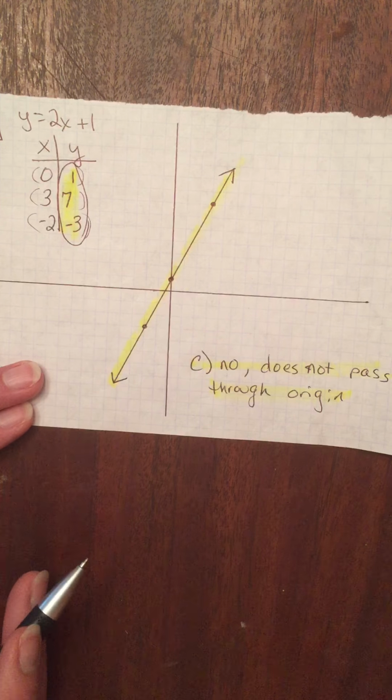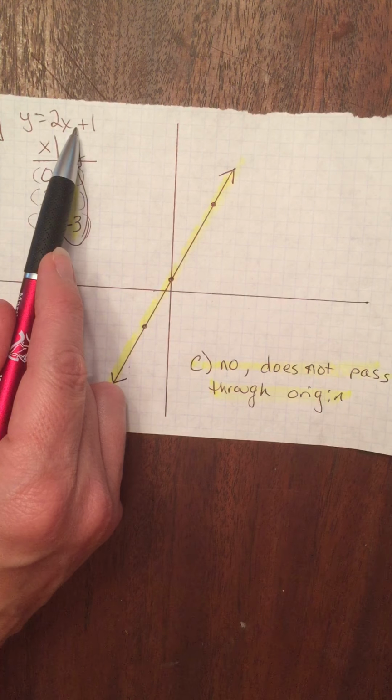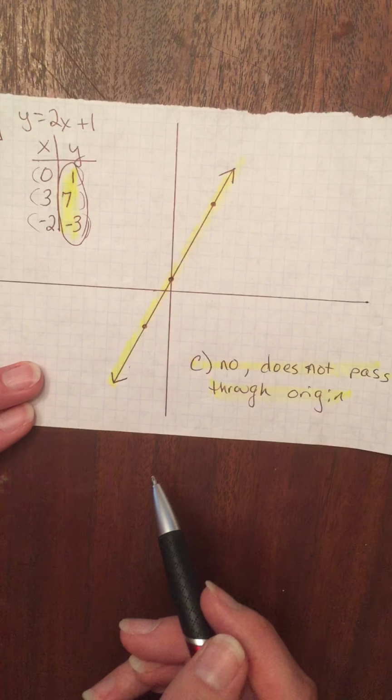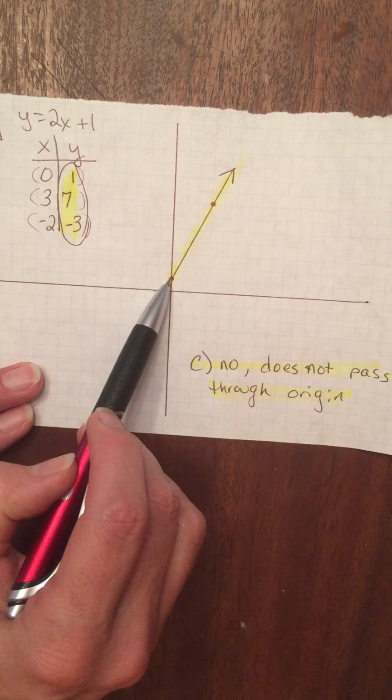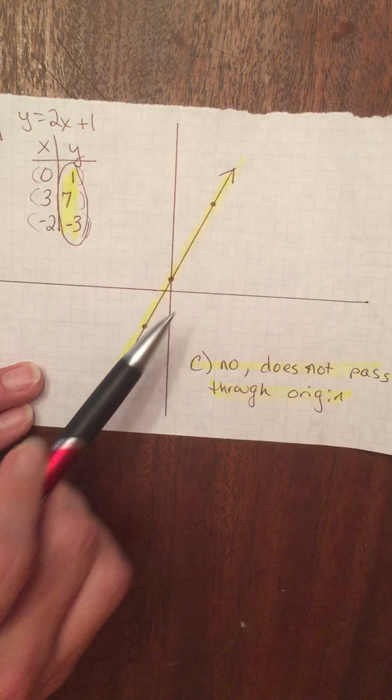Once I have those 3 points, I can draw my line here through those points. This is the graph of y equals 2x plus 1. And then C asks, is this a direct proportion? And I can answer no, because we learned already if it's a direct proportion, then it will cross through the origin, and this one does not.